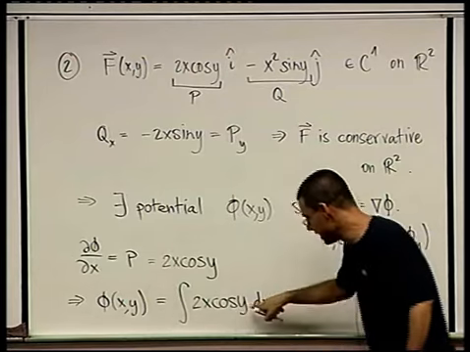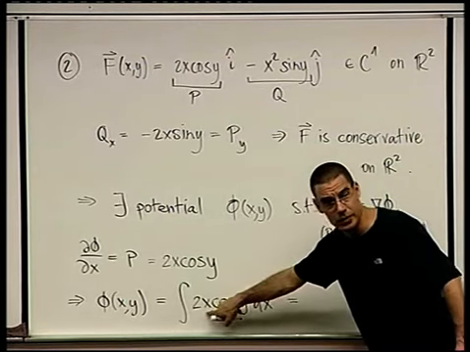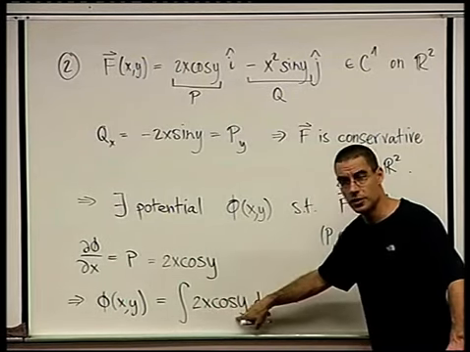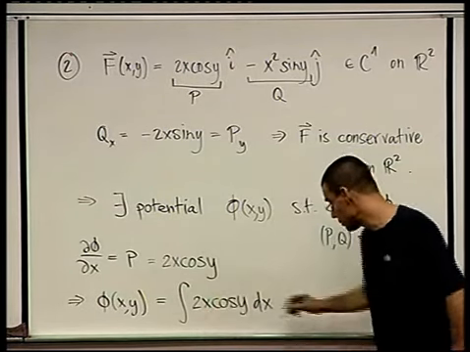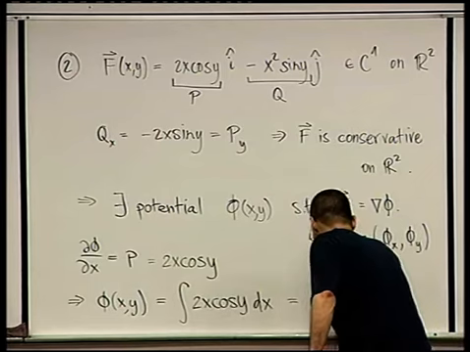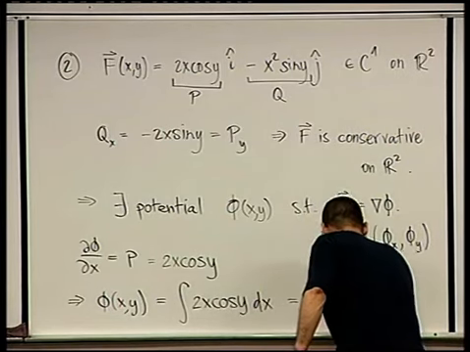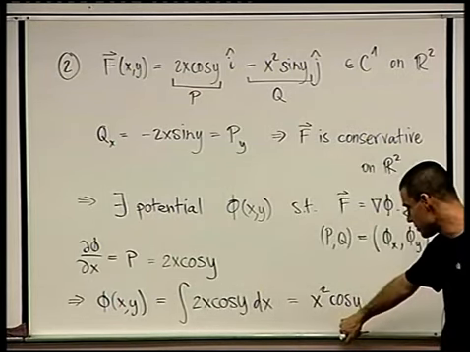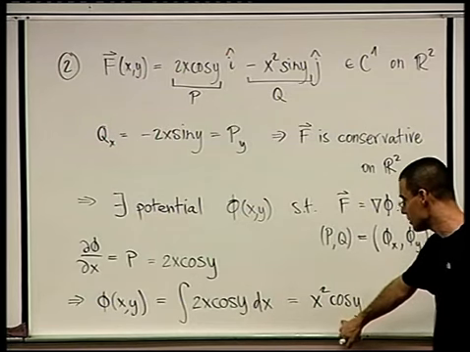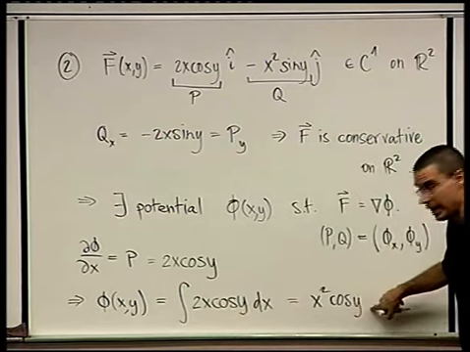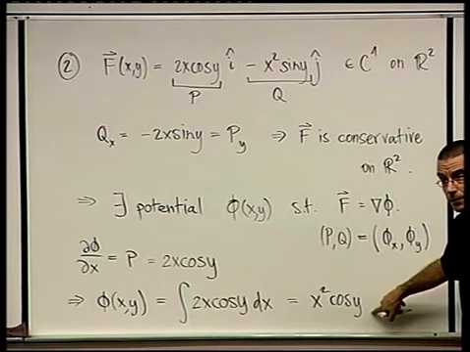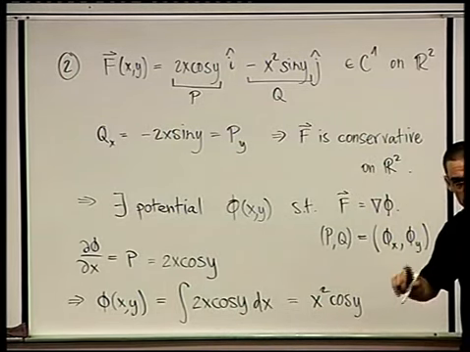We're looking for the antiderivative with respect to x. Cosine y here is just here to confuse us. What's the antiderivative of 2x? X squared. So it's x squared cosine y. The derivative of this with respect to x is precisely this, right? Is this done? No. What's missing? Plus c. Do you agree?